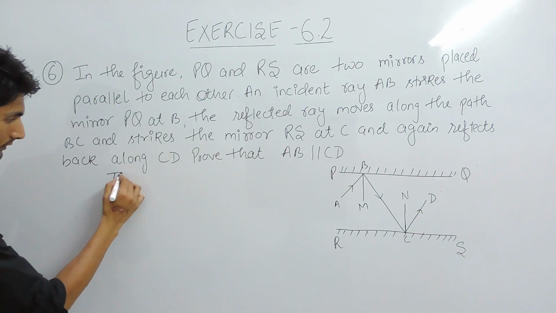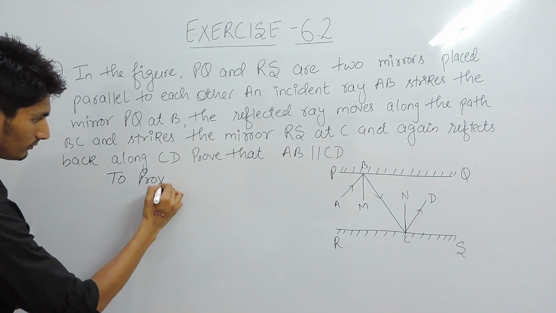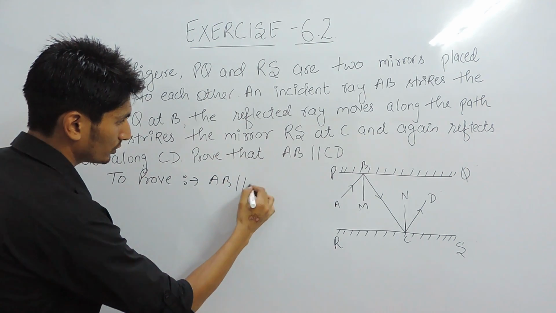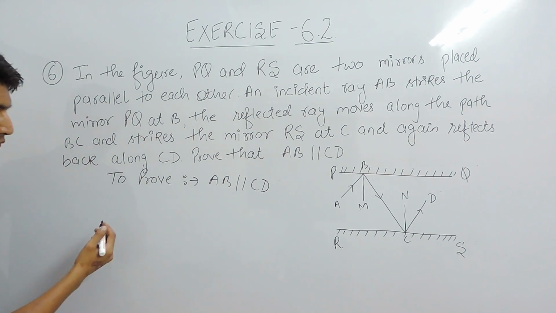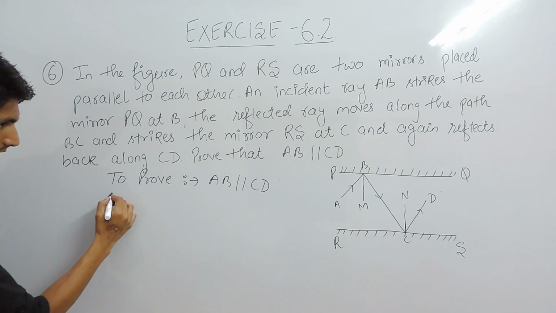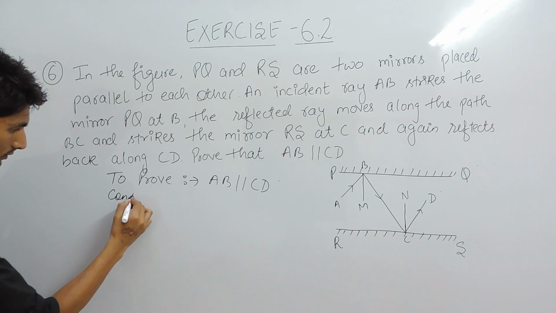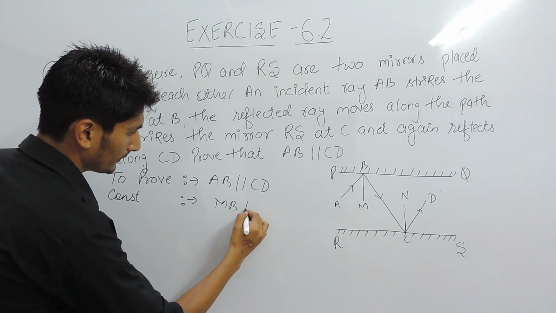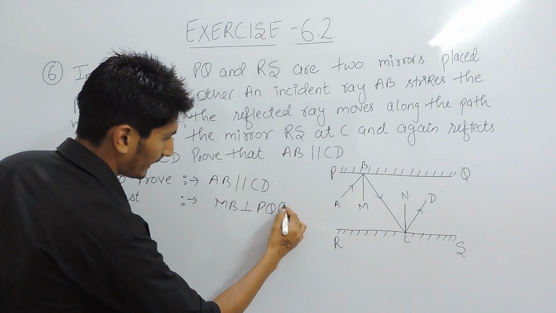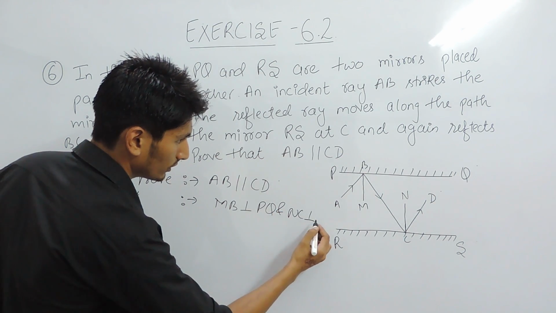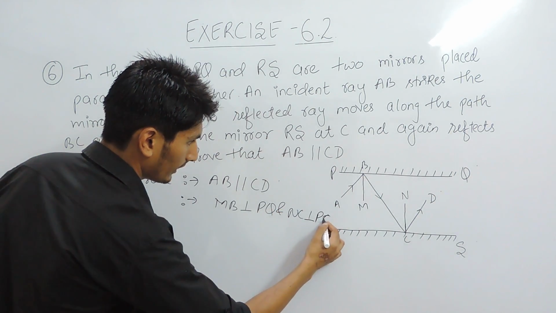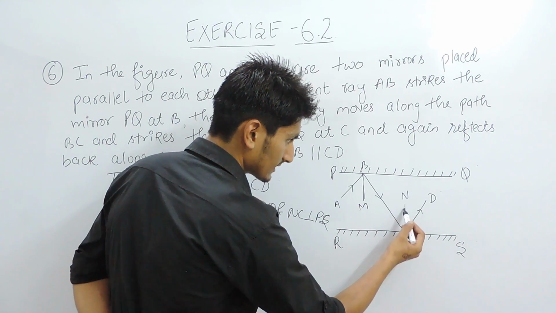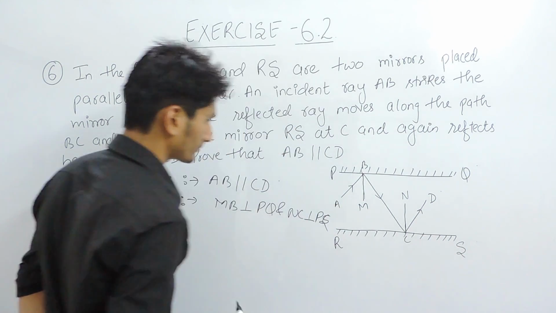You have to prove that AB is parallel to CD. For that we have to do a construction. We have to draw MB perpendicular to PQ and NC perpendicular to PS. This is perpendicular on this, and this line is perpendicular on this.